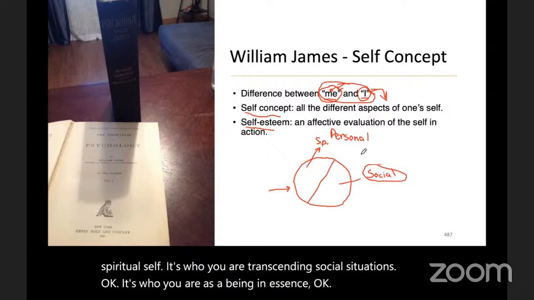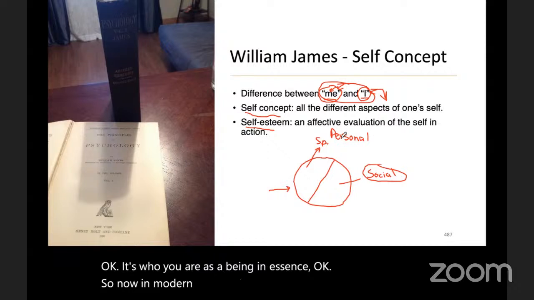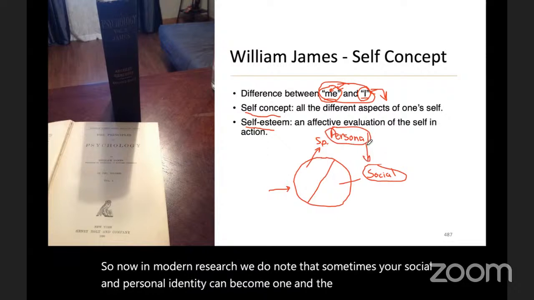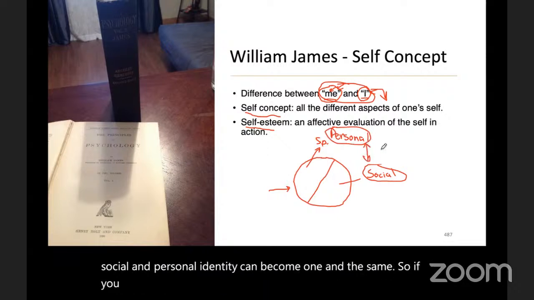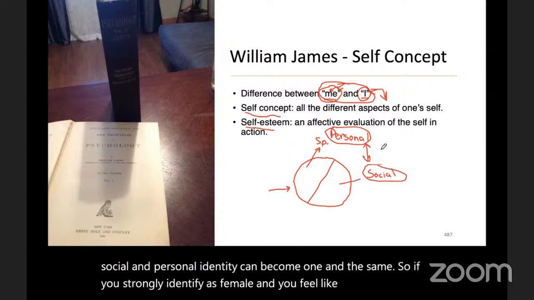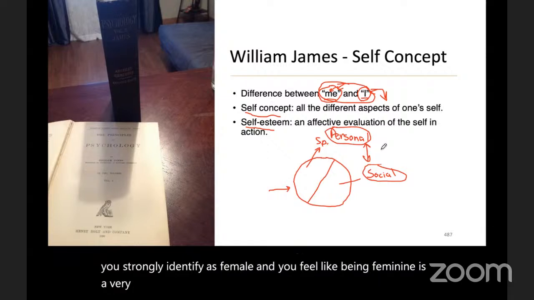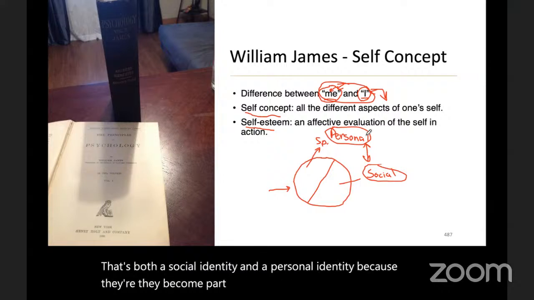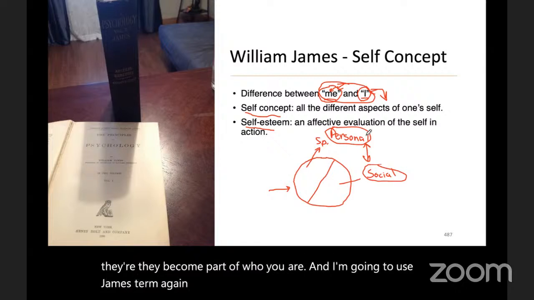So now in modern research, we do note that sometimes your social and personal identity can become one and the same. So if you strongly identify as female and you feel like being feminine is a very unique quality to you and you embrace it, that's both a social identity and a personal identity because they become part of who you are. And I'm going to use James' term again, spiritually.